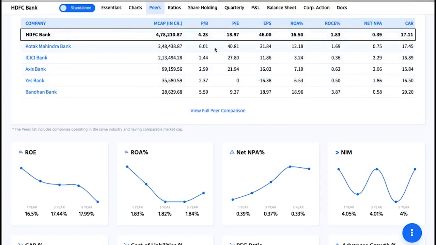However, we should never invest only by seeing a single ratio. We should check other parameters too, which we will discuss in further chapters.